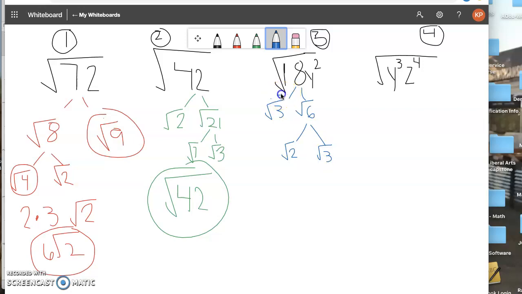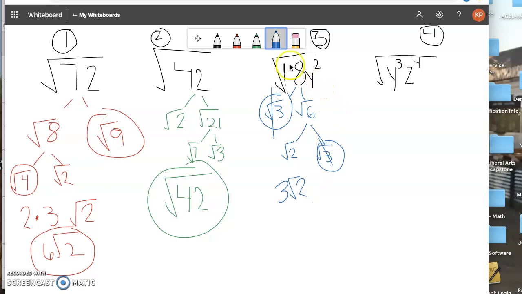However, notice that I have 2 radicals of 3. So that means I'm allowed to take this number 3 out of the radical and just be left with a 3 because there's a pair of them. And whenever that happens, you are allowed to take that out. And then we're just left with 3 radical 2.